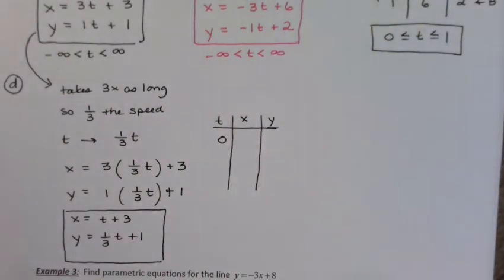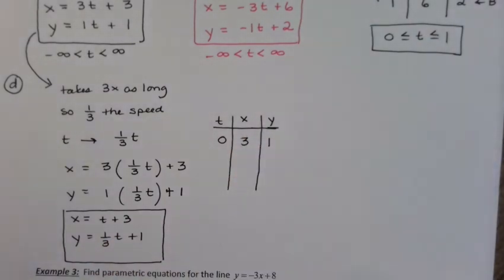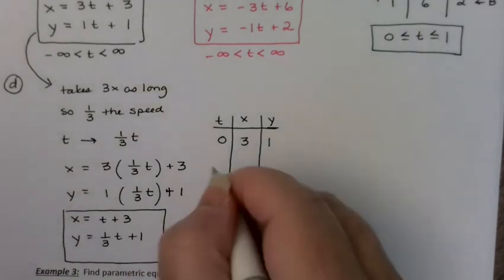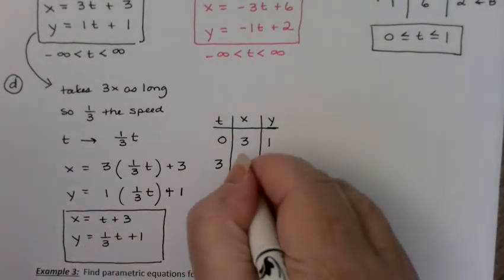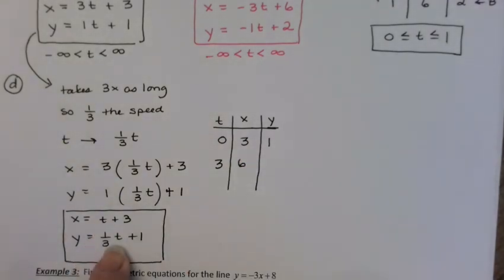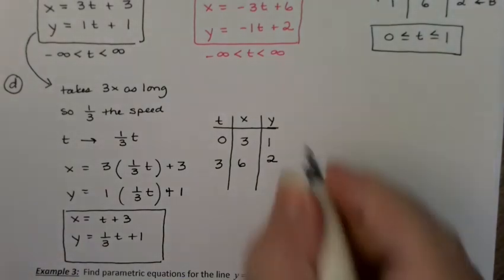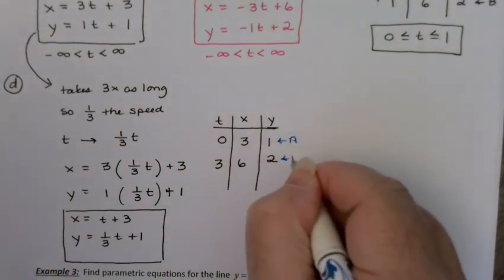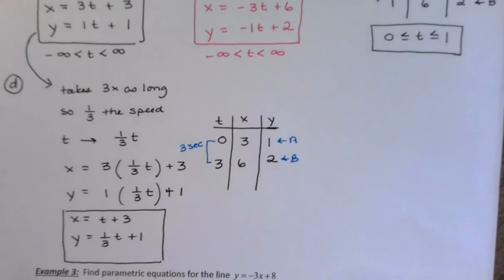When t is 0, we would get 3, 1. And then we wanted it to take 3 seconds to get to 6, 2, the value of b. So let's see what happens after 3 seconds. If I plug in 3, 3 plus 3 is 6. That's exactly what I wanted. And 1/3 times 3 is 1. 1 plus 1 is 2. So I have indeed gone from A to B in a total of 3 seconds.